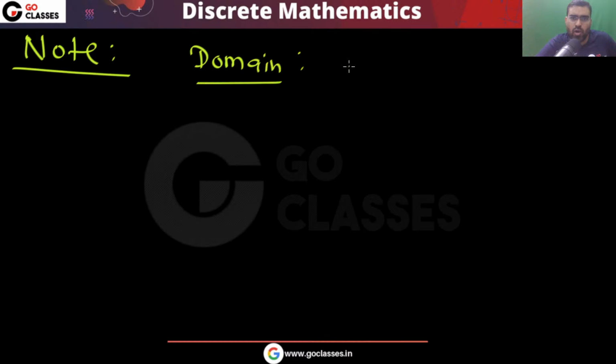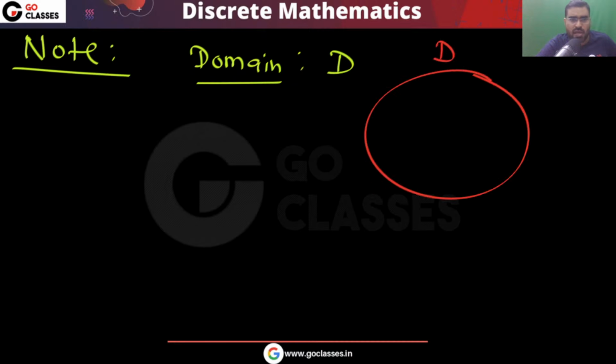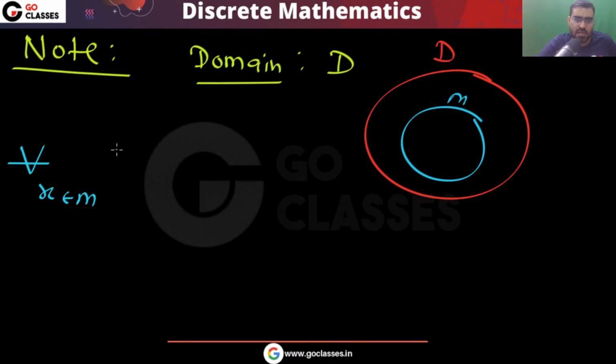Let's assume the original domain is, for example, D. This is the domain. In this domain, let's assume there is a subset which is M. Now, if you want to say that for all x belonging to M, this P(x) happens, then how can I write it?